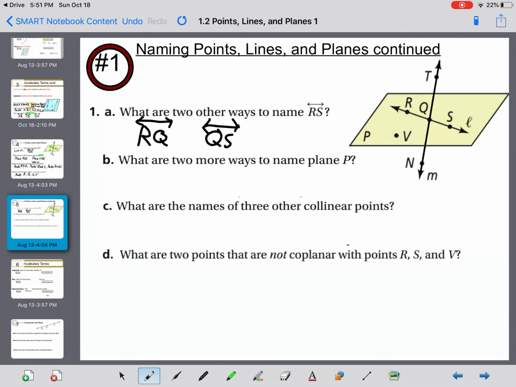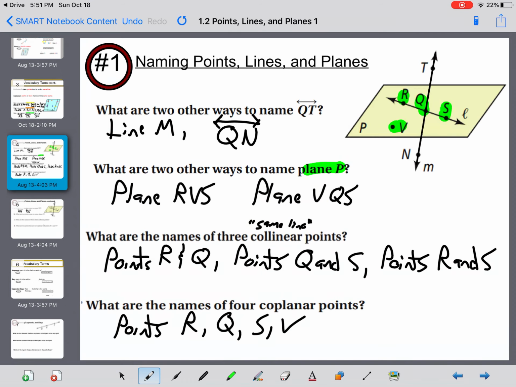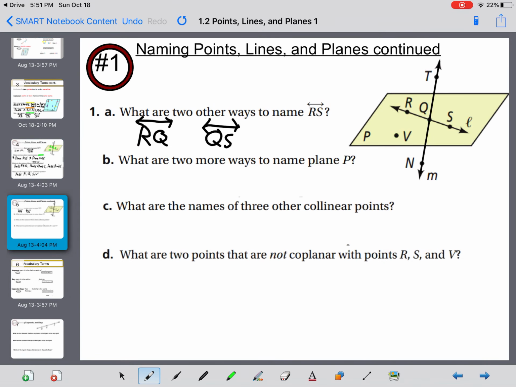Now, this is in combination to the last page. What are two more ways to name plane P? Well, we called it plane RVS and VQS, but there's other ways that we can call it too. I can call it RVQ, and we could also call it plane SQV. Again, you're just picking any 3 points to identify the plane.